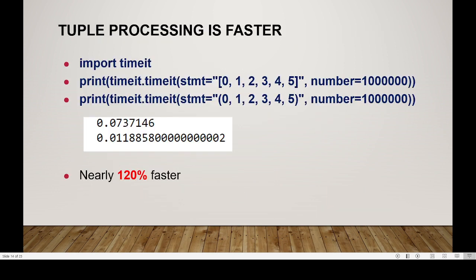Similarly, I have tested the time taken by a list and tuple of the same size, same elements, same amount of iteration. Here the list contains 0, 1, 2, 3, 4, 5. The tuple also contains 0, 1, 2, 3, 4, 5. And I have iterated over it 1 million times. List is showing 0.7 second, whereas tuple is showing 0.1 second. So the tuple is nearly 120% faster.